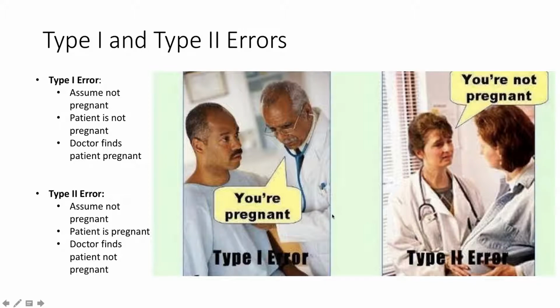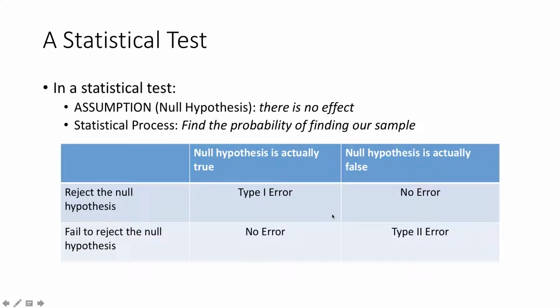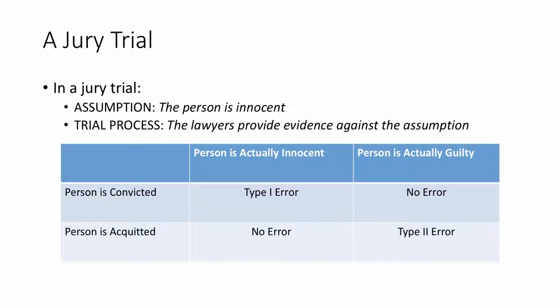So I hope, at minimum, this table helps you clarify in your mind what a type 1 and type 2 error is. I always go back to the jury trial because this is something that I know quite well. We can all think about what happens in a jury trial. This is essentially the same thing that you're doing in a statistical test.